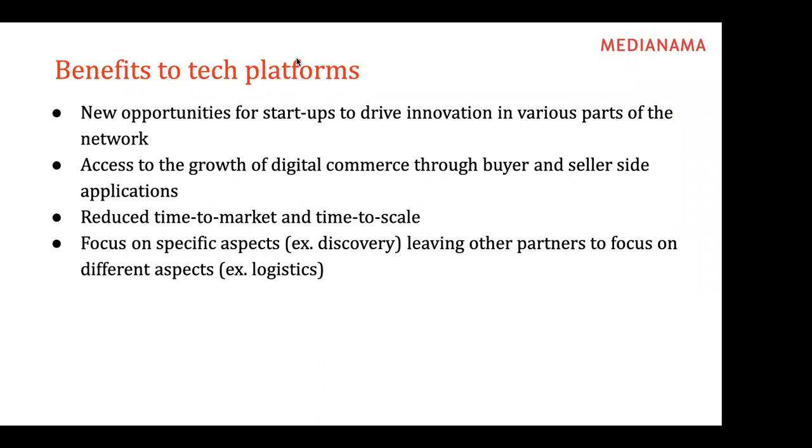And new platforms also get to access the growing digital commerce. We already spoke about the potential of India's digital commerce. So now there's a way for new companies to tap into that using an existing infrastructure. And this infrastructure also reduces the time to market and time to scale, because you don't have to build your own customer base. You don't have to experiment with how to market, how to scale, because you already have the ONDC network.